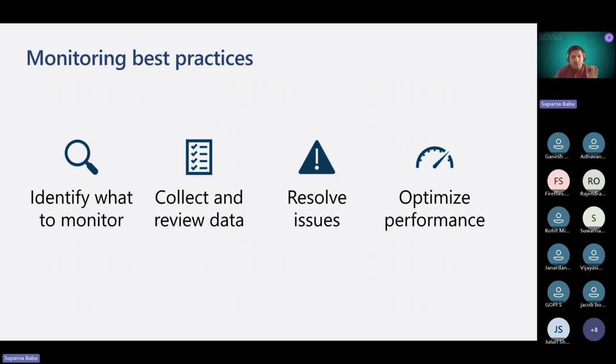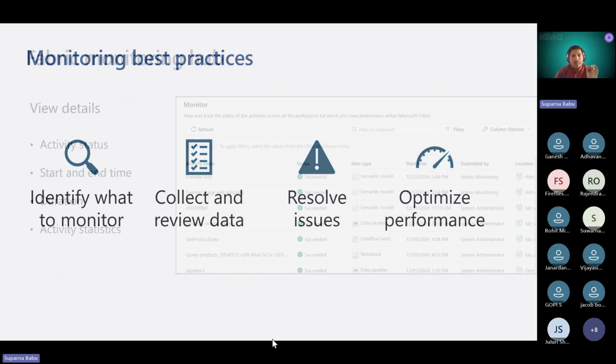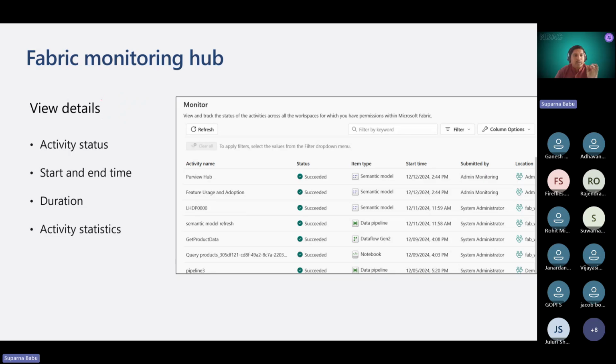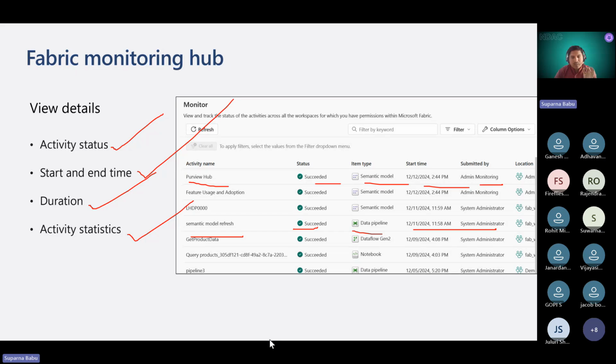Now let me show you one of the snapshots. Here, the Fabric monitoring hub will look like this. It is a snapshot from the Microsoft Fabric environment. There is an activity name Purview hub, succeeded, semantic model start time, end date, some semantic model refresh succeeded, data pipeline, system administrator. Like this, you can see activity status, start date and end time, duration, how much time it took, and activity statistics. I'm going to show this in the demo anyhow. Let's move to the next slide.